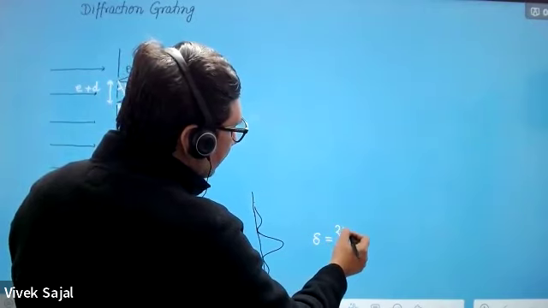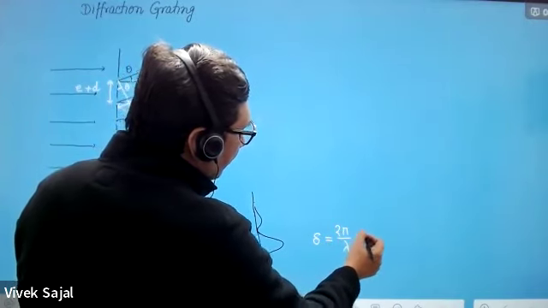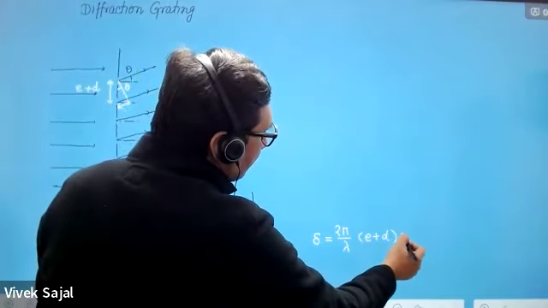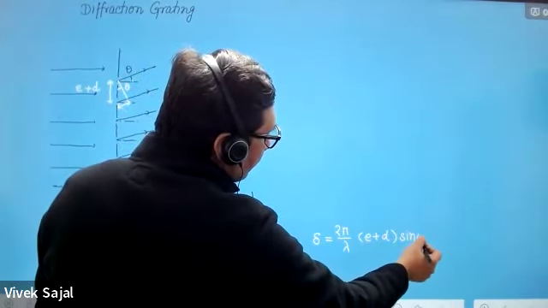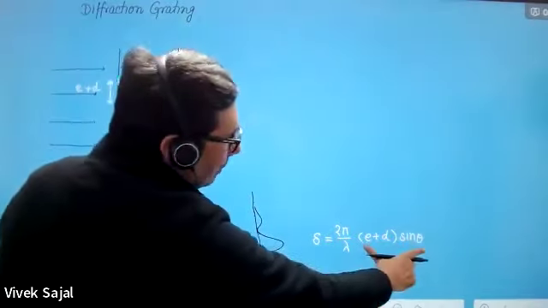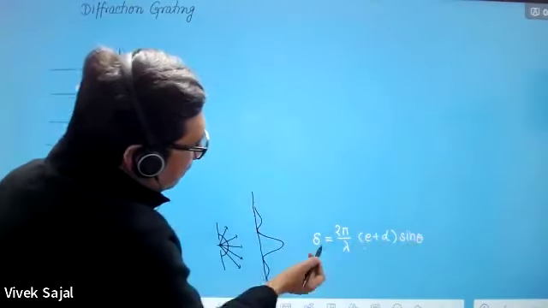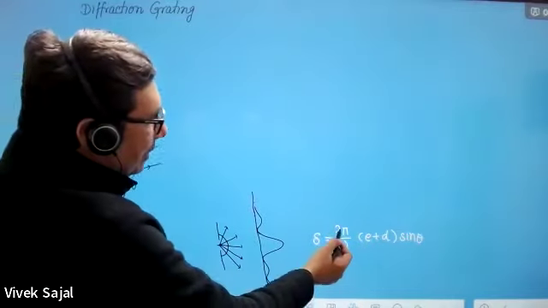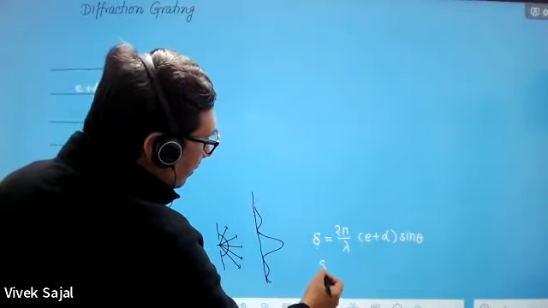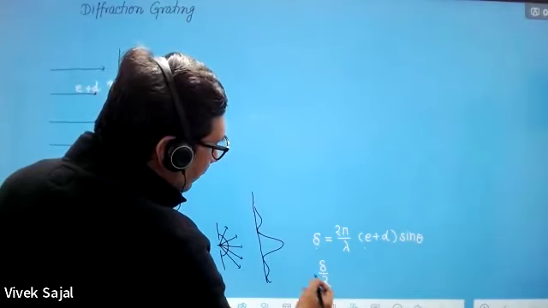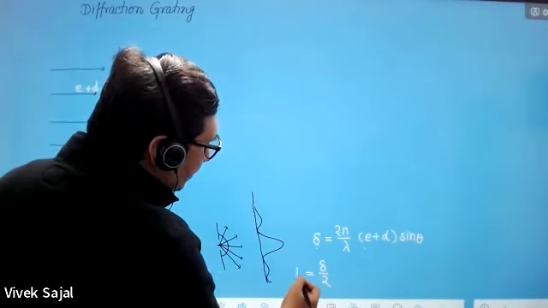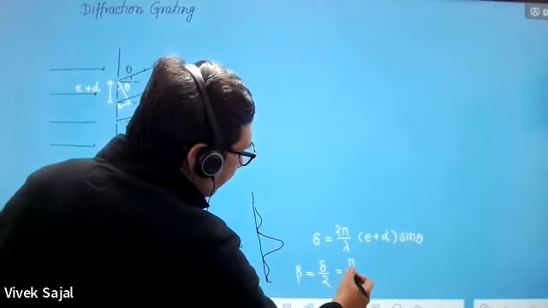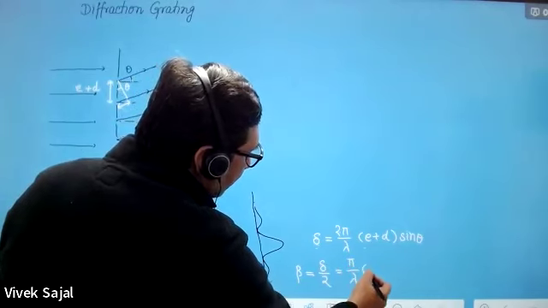How much will the path difference be? The path difference will be e plus d sine theta. I have done this many times, so I am writing directly. From this path difference, I have calculated the phase difference. If I take this 2 here, then delta by 2 will be there, and we call this delta by 2 as beta. This will be equal to pi by lambda times e plus d sine theta.